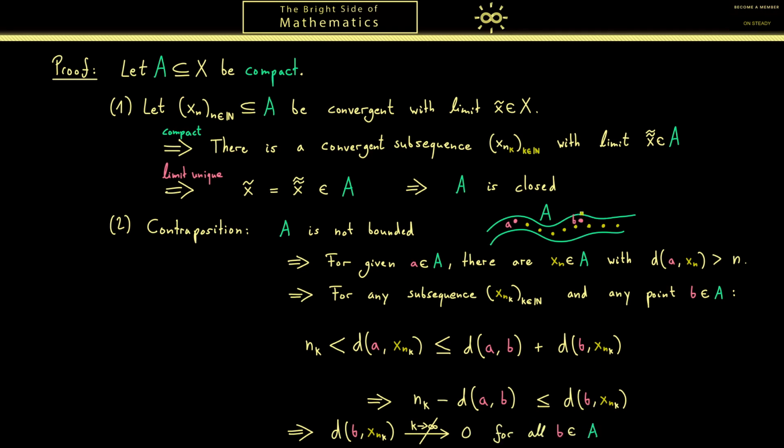If you fix a point b here, you will always run away from it. And therefore, A is not compact, because we found a sequence which does not own any convergent subsequence. And by contraposition, we finished our proof. A compact set is always bounded.